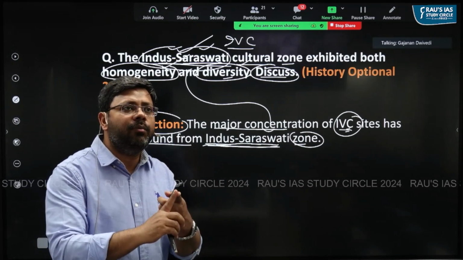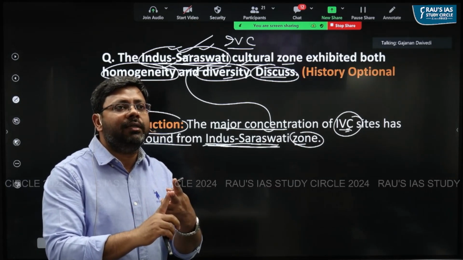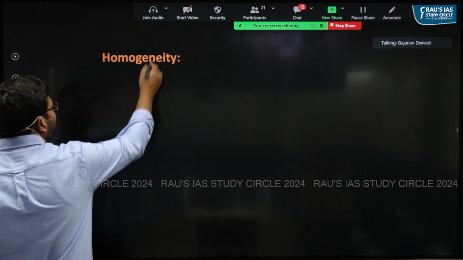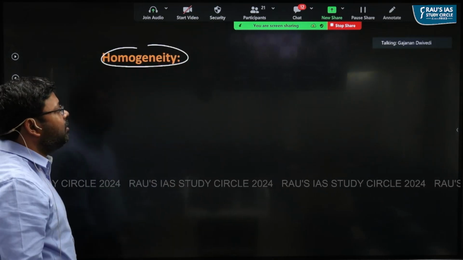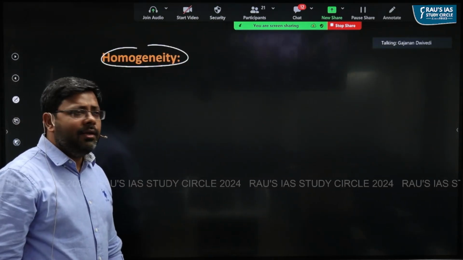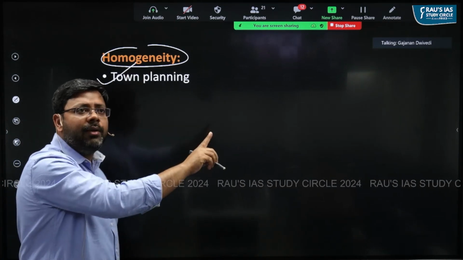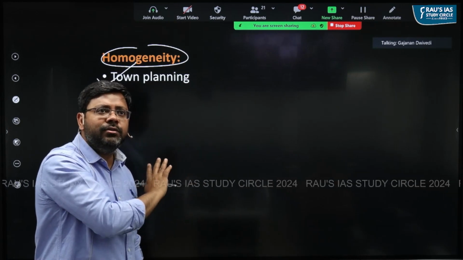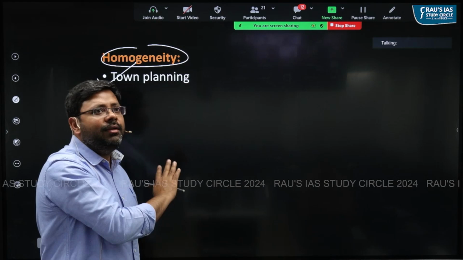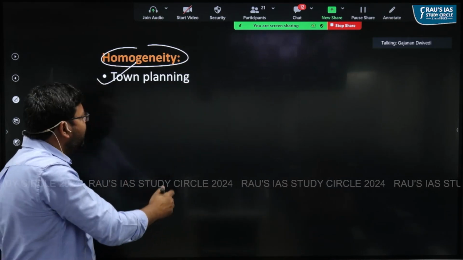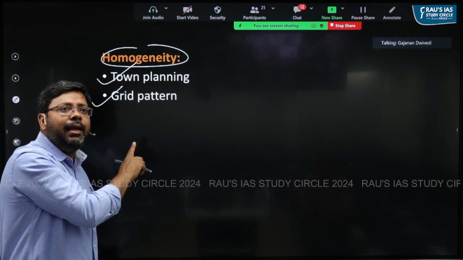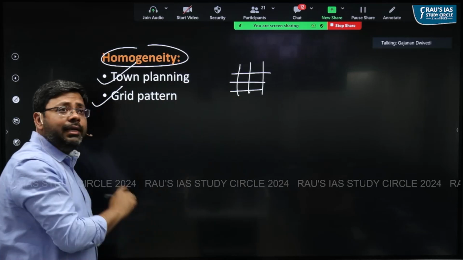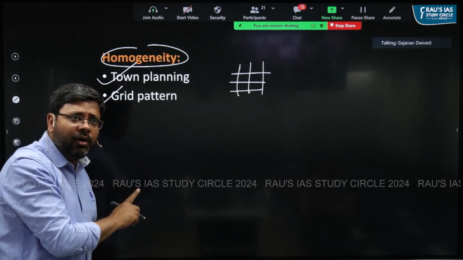So what were the elements of homogeneity? Similarities. What were the elements of diversity? अब एक simple बात समझिए. आपने बोला homogeneity, similarities. Don't you think that there was a uniform town planning across IVC sites? Homogeneous element. सबको पता है? It was common. Then don't you think that the sewage and the roads were on a grid pattern, 90-degree angle? It's common. In IVC sites, homogeneity.